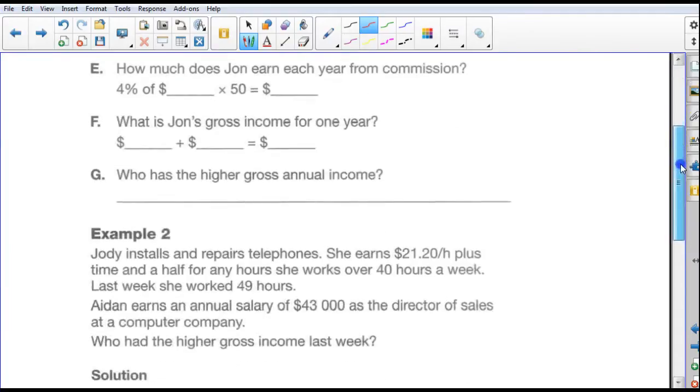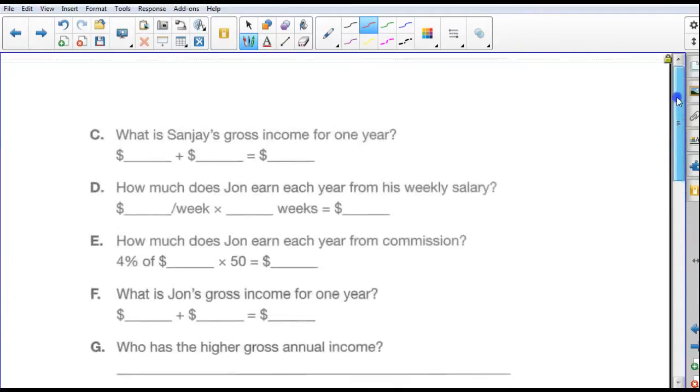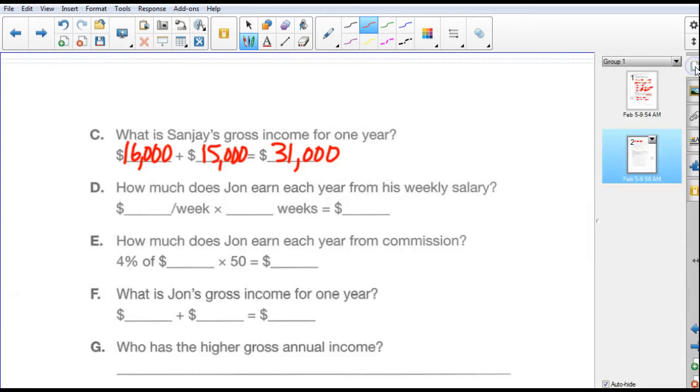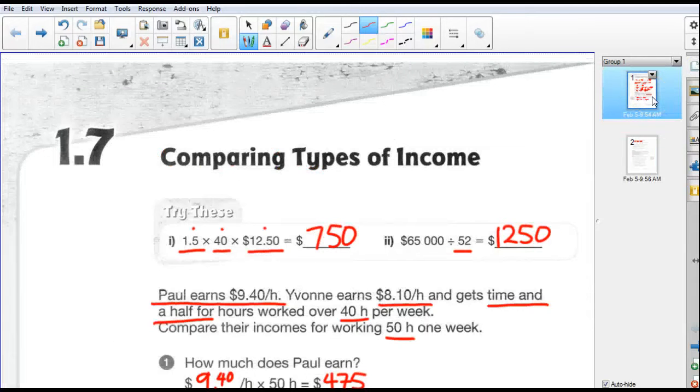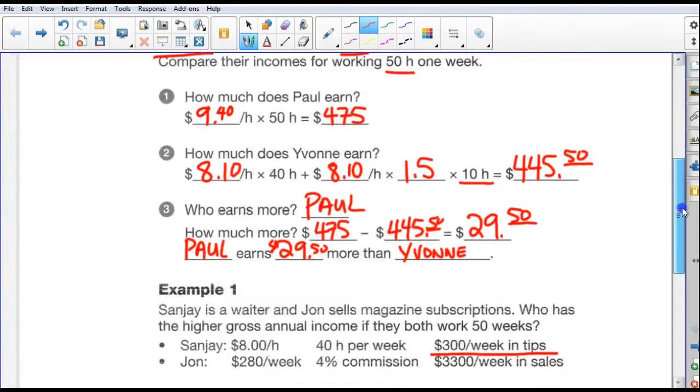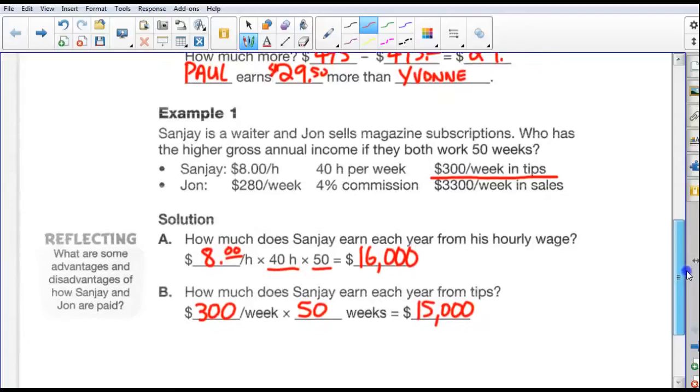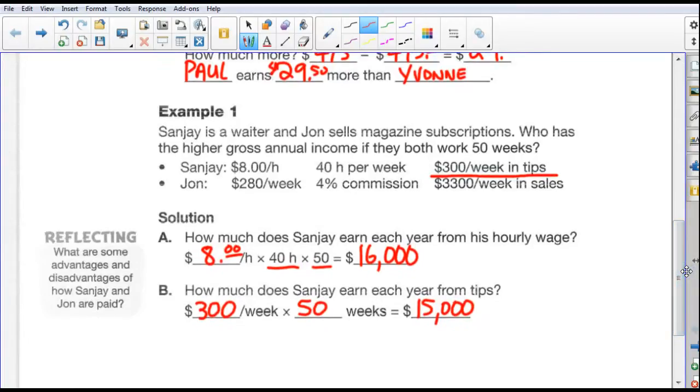So let's go down here. Okay, so what is Sanjay's gross income for 1 year? Well, it's $16,000 plus $15,000, which is equal to $31,000. That's what he's making in a year. Now, how much does John earn each year from his weekly salary? Well, we have to go back to page number 1 for us to see that. So John is making $280 per week, and he's making a commission.